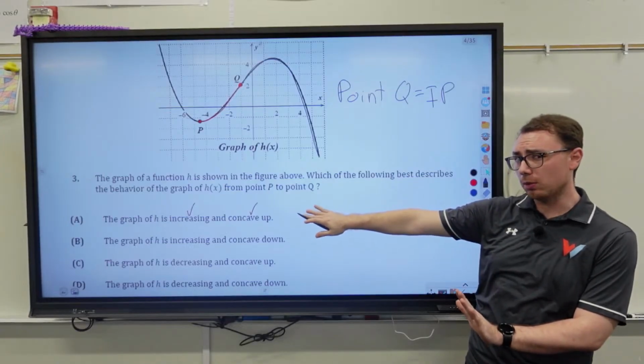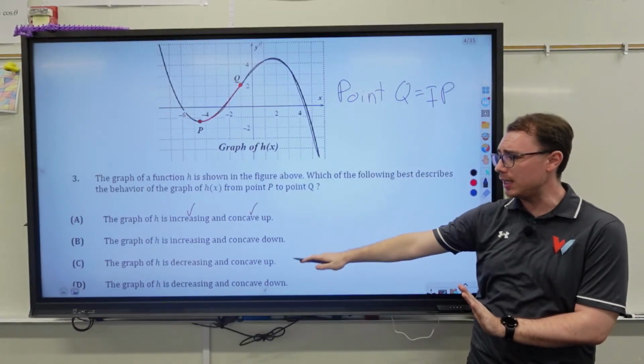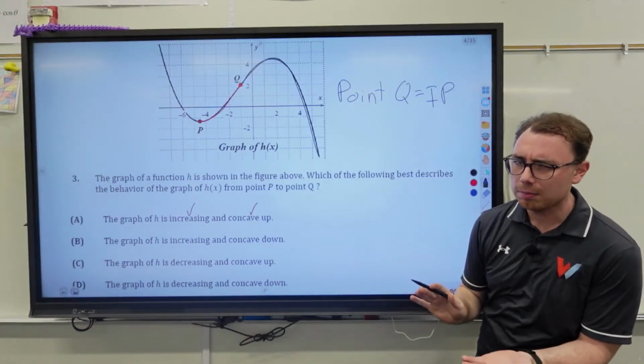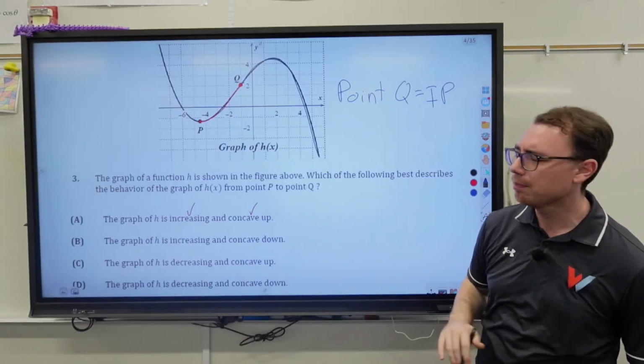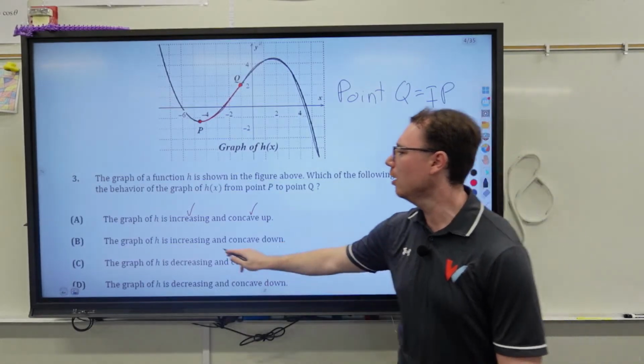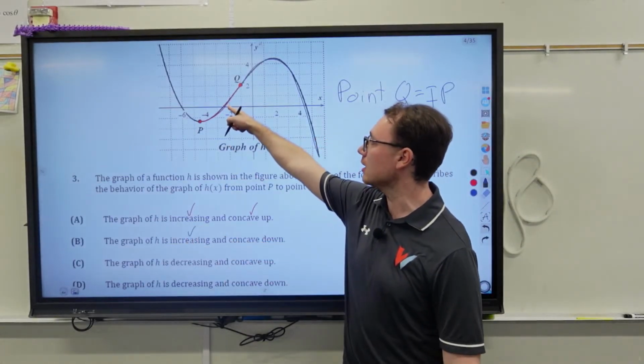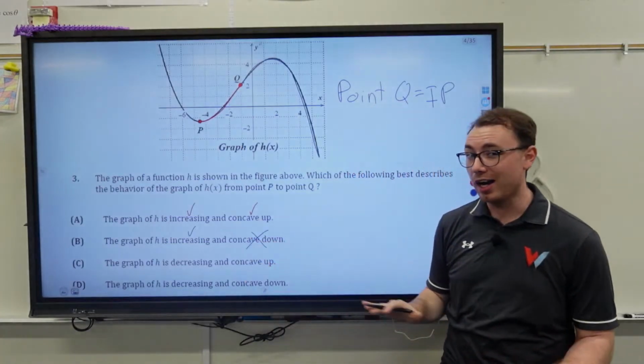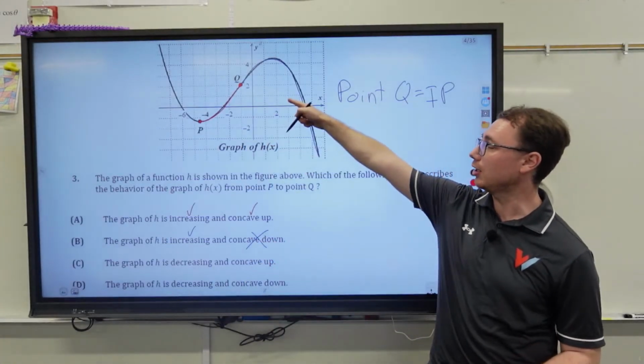A looks to be right, so we want to try and prove B, C, and D wrong. On the AP test, if this is right, just go for it. For B itself, the graph of H is increasing and concave down. We know this is correct for that section there, but it's definitely not concave down between P and Q.